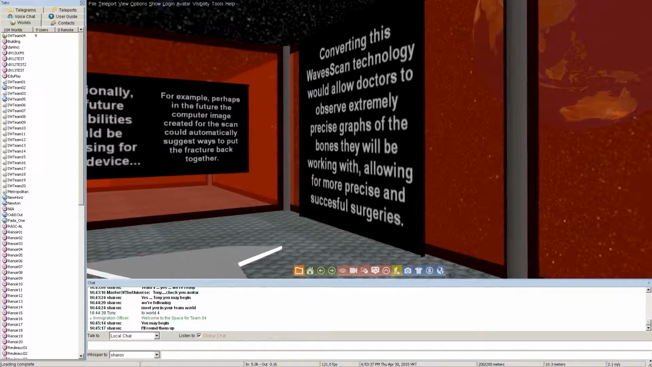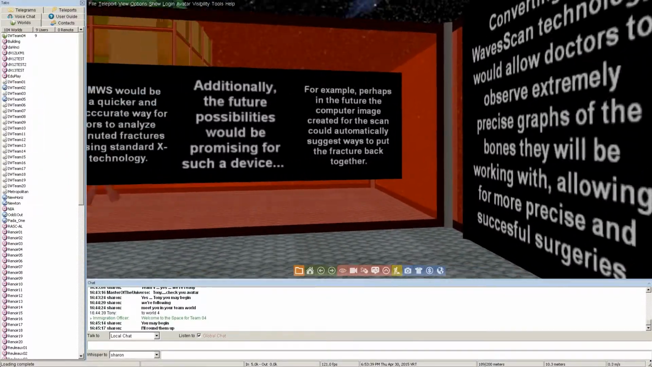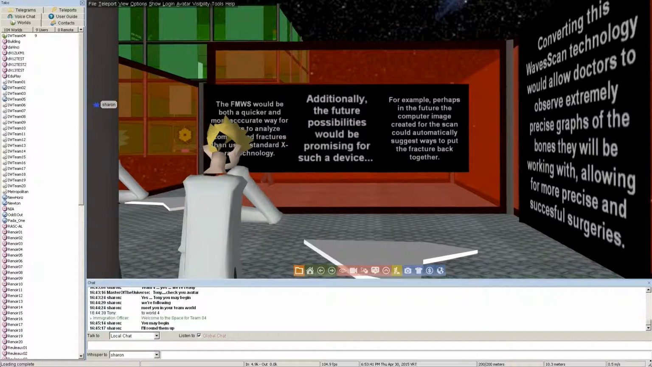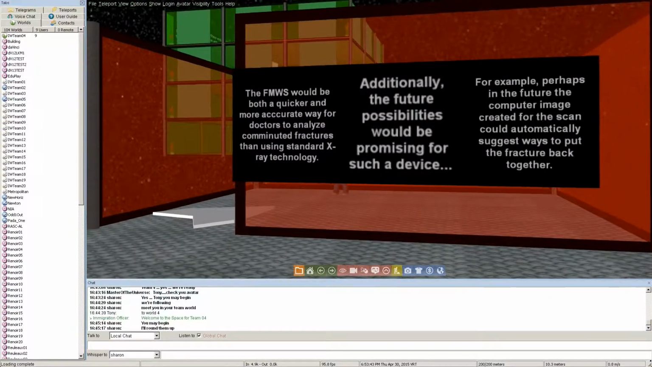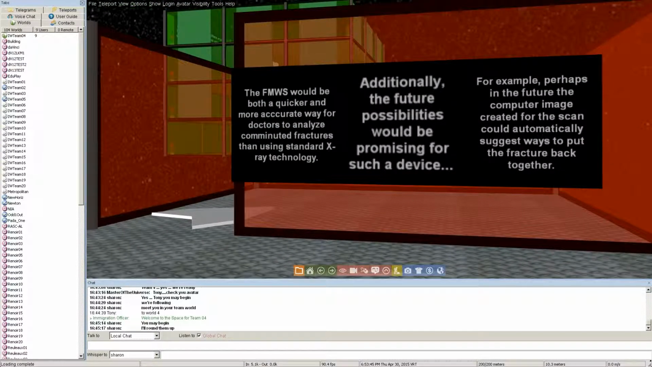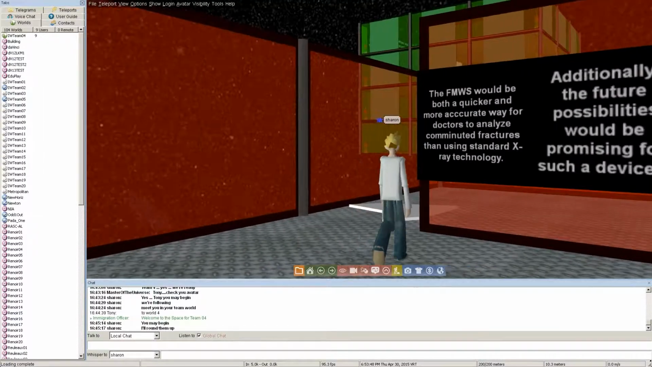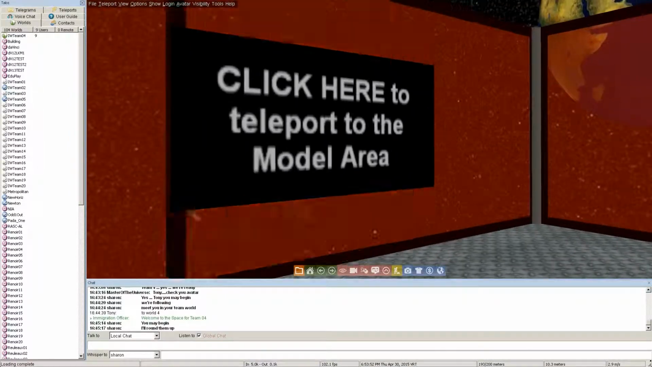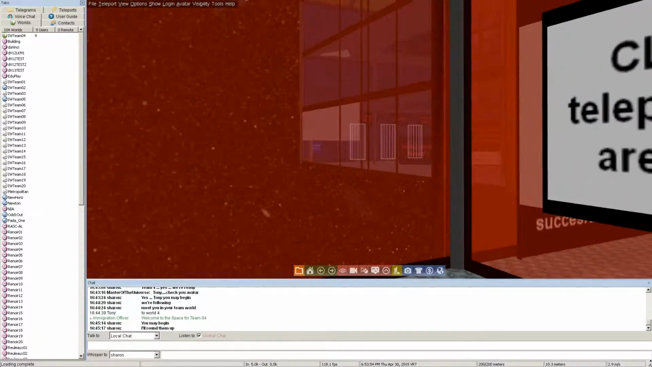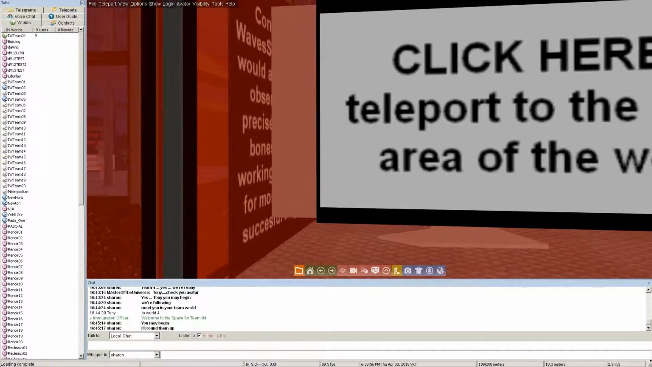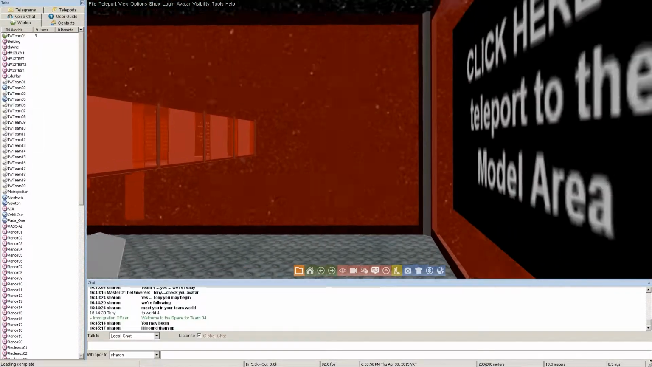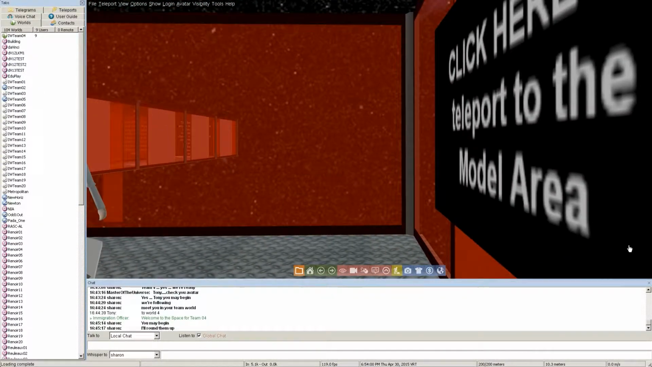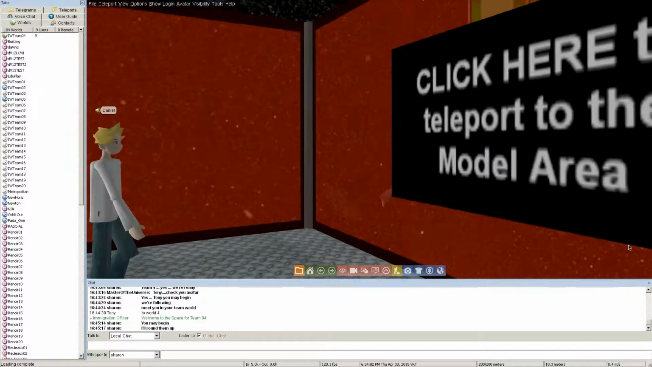The system is much faster and more accurate than X-rays, but there is still promise for advances in the future. An example of this is that a computer image taken from the scan could automatically tell doctors how to put a bone together in the correct positions. So now, if everyone would follow me over to the click here to teleport to the model area, we'll click on that, and Tony will talk to you a little bit about our models.